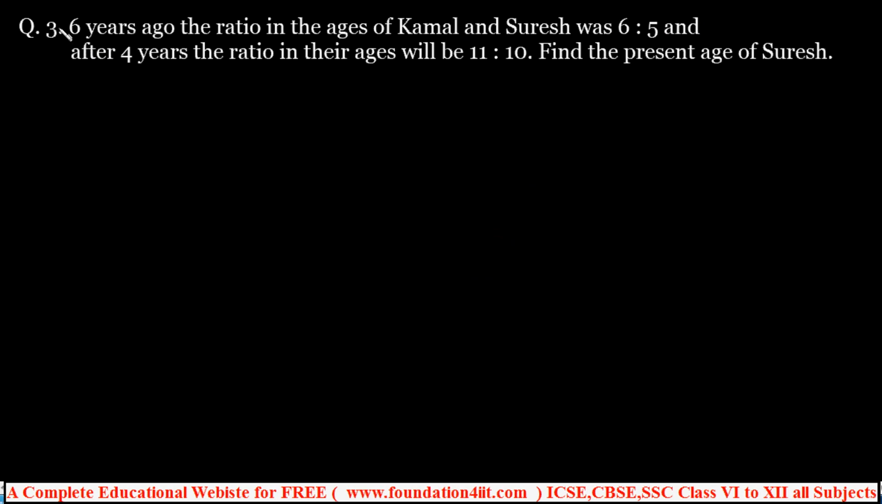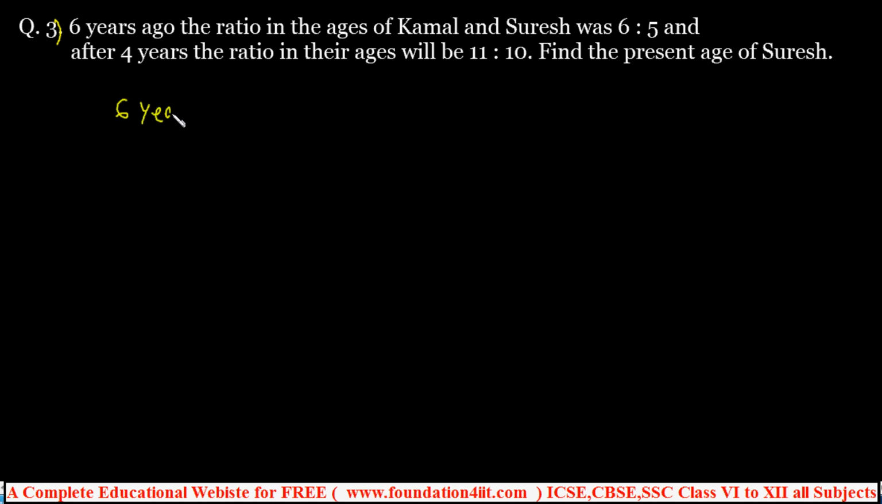In this question, 6 years ago, the ratio of the ages of Kamal and Suresh was 6:5. It is the same as the previous problem, but here the ratio from 6 years ago is given. After 4 years the ratio of their ages will be 11:10. We need to find the present age of Suresh. We can do this problem in two ways, but let me show you a simple way.